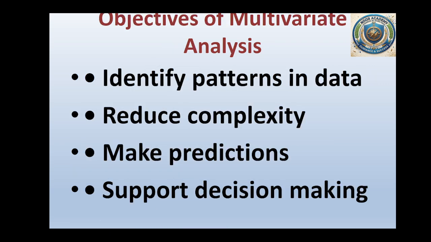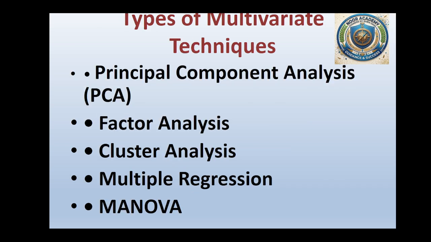Objectives of multivariate analysis. The main goals of performing this analysis include: identifying patterns, finding hidden structure within large data sets; complexity reduction, simplifying data without losing essential information; predictive power, using current data trends to make future predictions; and strategic support, providing a mathematical foundation for better decision making.